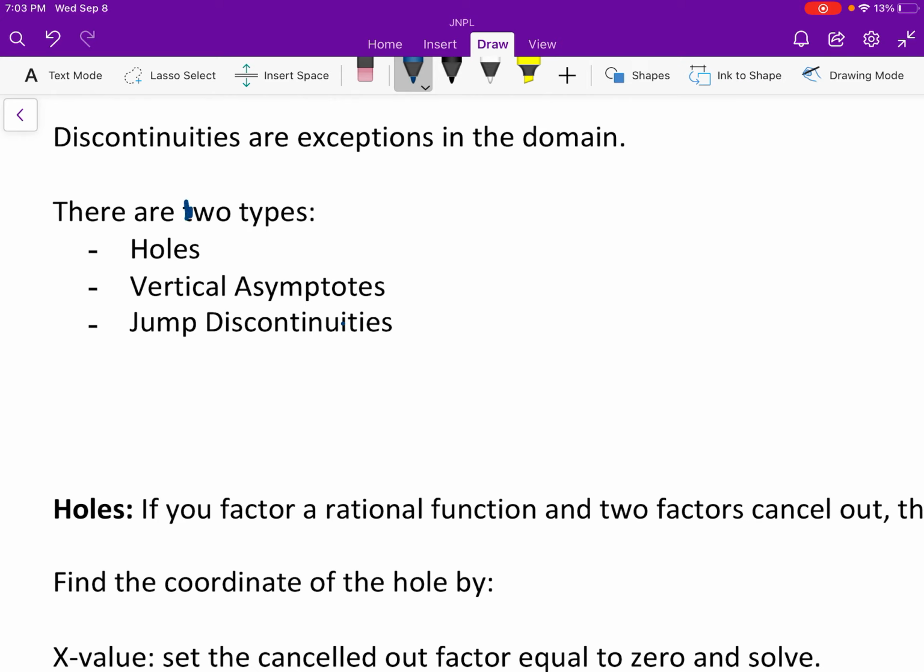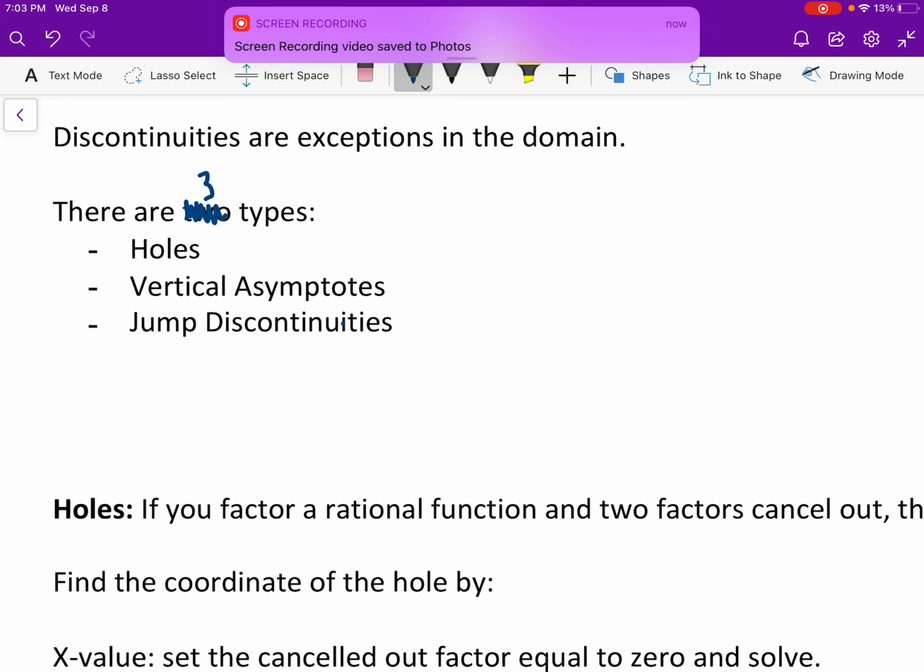There can be three types: holes, vertical asymptotes, and jump discontinuities. There may be other variations, but that's what we're looking at. So, what are the differences between those things?